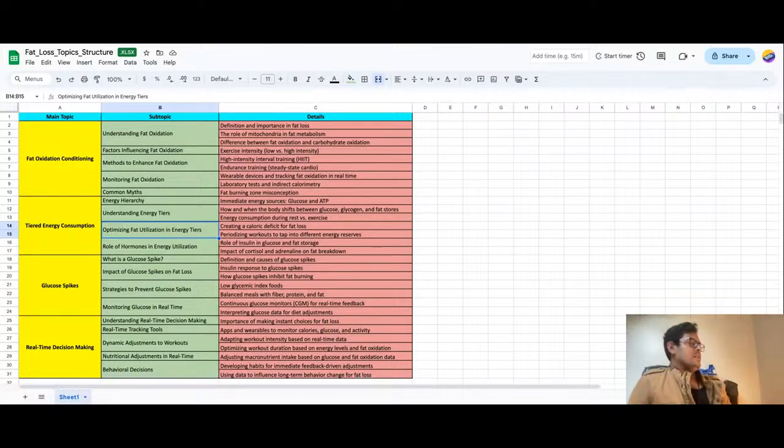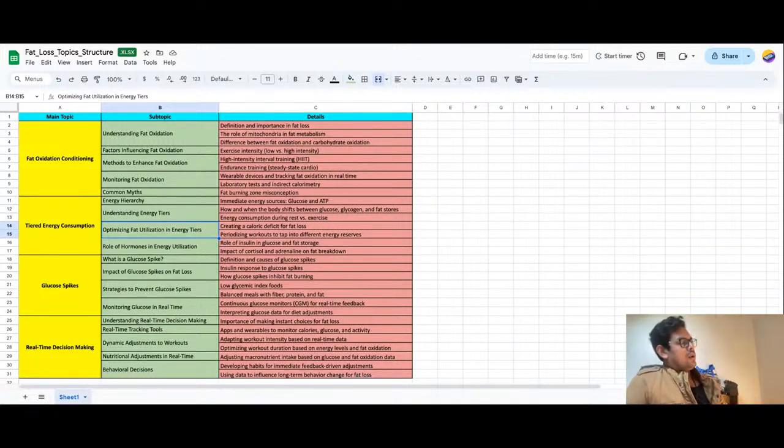Okay, so let's talk about section two, which is tiered energy consumption. It's basically an energy hierarchy. Your body has a tiered system for energy use. First, it uses glucose and ATP for immediate energy. Then it taps into glycogen stores for short-term energy, and finally fat stores for long-term energy needs. Protein breakdown is used as the last resort.